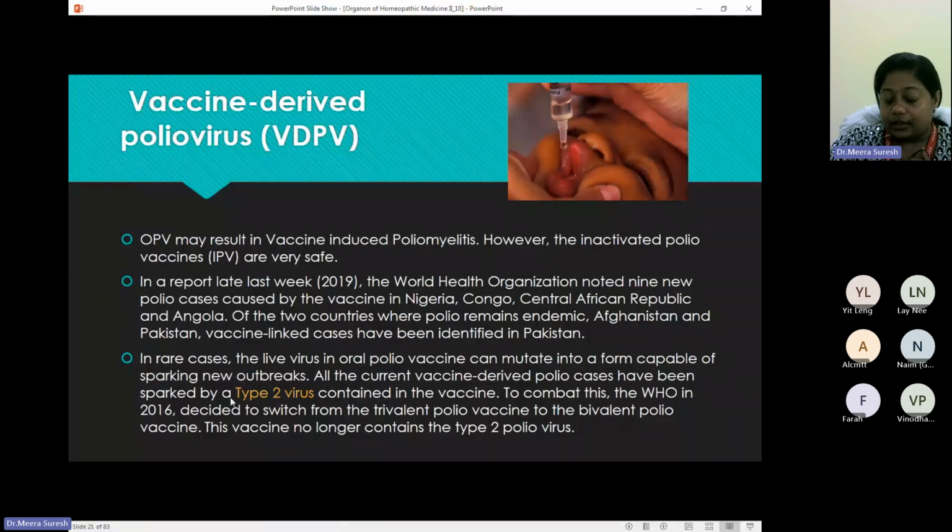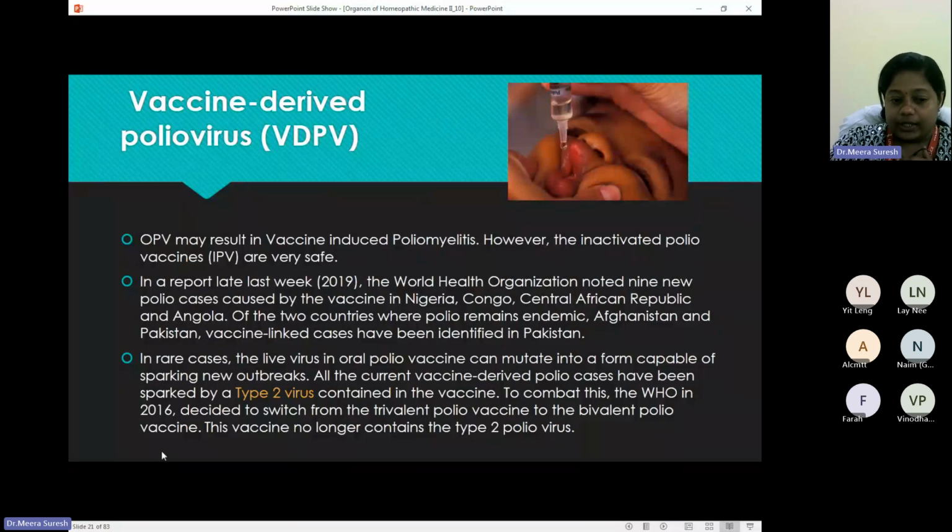And it has been found out that it is the type 2 virus present in the vaccine that results in that. So WHO can't remove OPV because of the benefit it is giving, both the local and the humoral immunity. So they can't stop giving OPV unless IPV becomes that efficient.